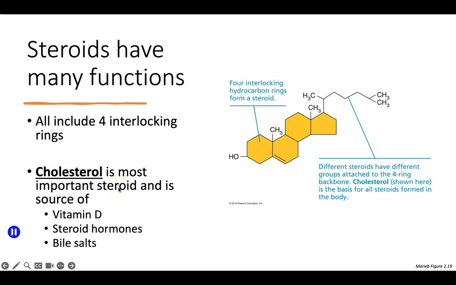Cholesterol, it turns out, again, maybe you could argue this, but it's the most important steroid. And that's because it is the source of all steroid hormones. It's the source of vitamin D, and it's the source of these things called bile salts, which are important for digestion. So that cholesterol, it's not just clogging up your arteries, it's playing a major role in the structure of your cell membranes, and it is the source of all of these other molecules that are vital for life.